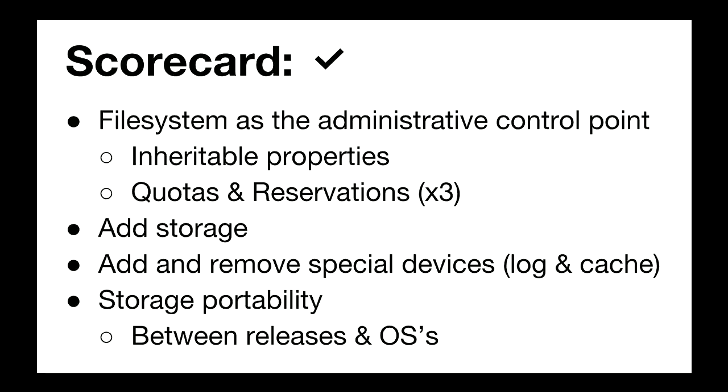Another thing that I wanted to call out was the quotas and reservations. We started out with, I think, one kind of quota and reservation, and now we're up to 3, and they all work pretty well together. For those keeping track at home, that's regular quotas and reservations, ref quotas and reservations, meaning on space that's referenced as opposed to space that's used, and then user quotas, there's no reservations, on space used by files that are owned by particular users in ZFS. And those last two were things that we added after the initial deployment of ZFS.